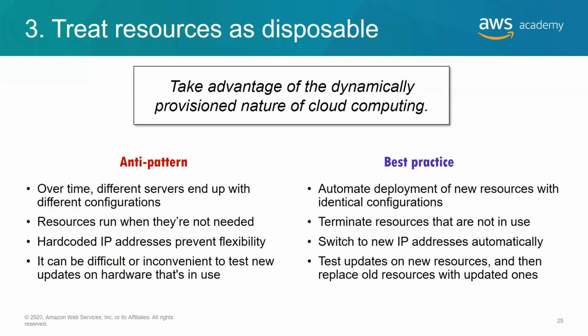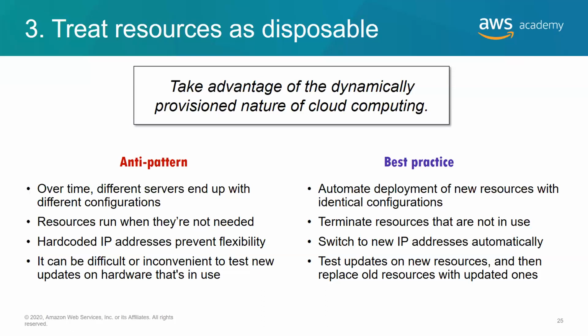Right? Whereas coming to best practices, you're going to automate your deployment of new resources with identical configuration. You're going to automate everything. Got it? So you terminate resources that are not in use. Whichever is not in use, you're going to terminate those resources. Switch to the new IP address automatically. Right? Test your updates on new resources and then replace the old resource with the updated one. Every time, you test your resources and then and there you update them, which is done automatically. This is the best practice.